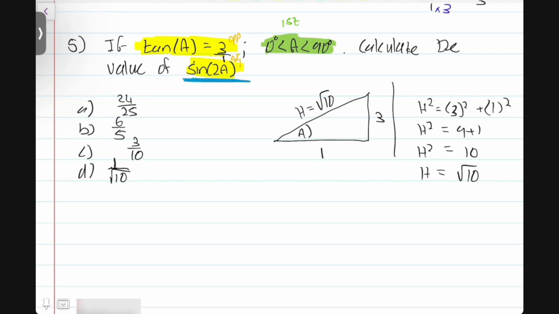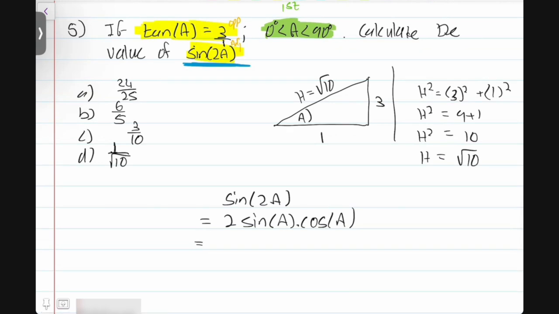So sine of 2a, I'm fairly confident all of you know, is equal to 2 sine a cos a. So now that it's broken up, it's simple. 2 times sine a, and we know sine a is opposite all over hypotenuse, so 3 all over root 10.